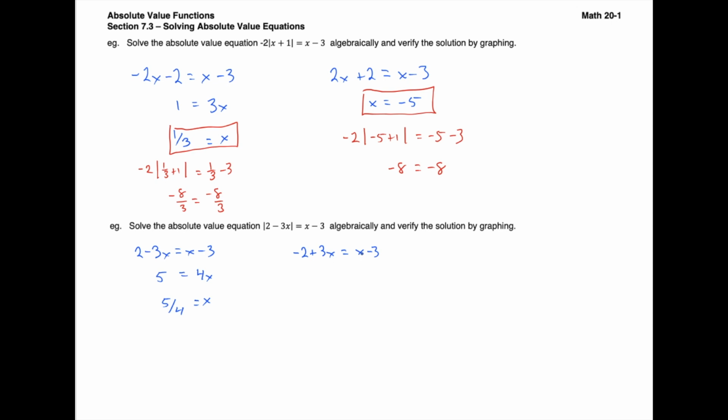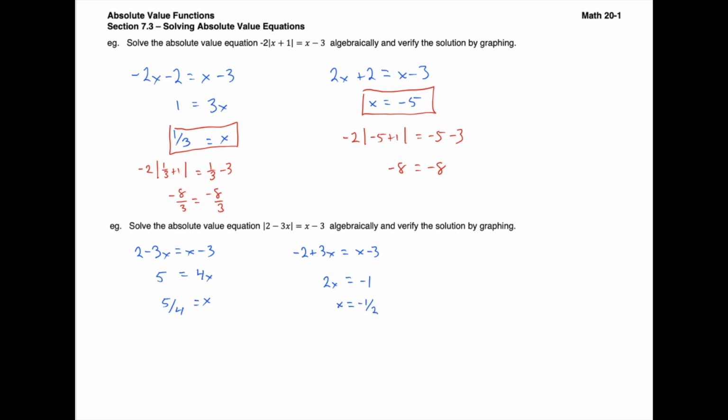On the other side of this, I can move this x over. That'll give me 2x on this side, so 3x minus x. And then if I move the 2 over, I get negative 3 plus 2, or negative 1. And so I get x equals negative 1/2 on the other side.